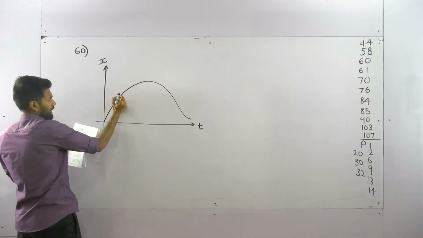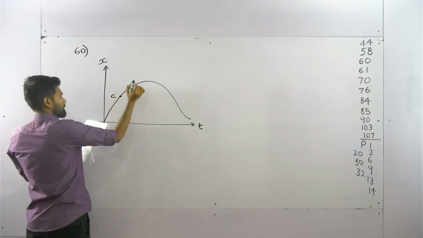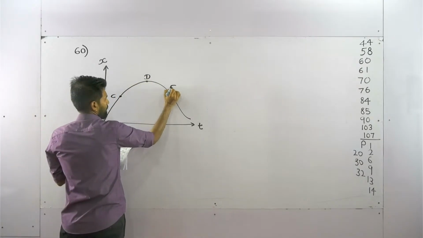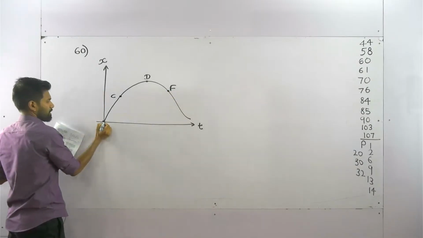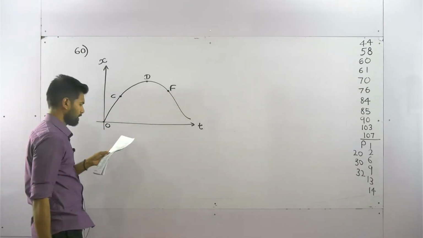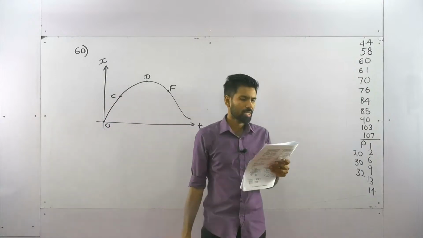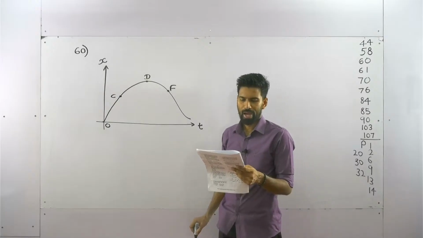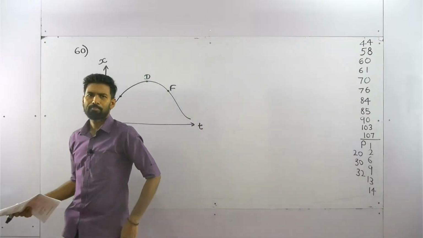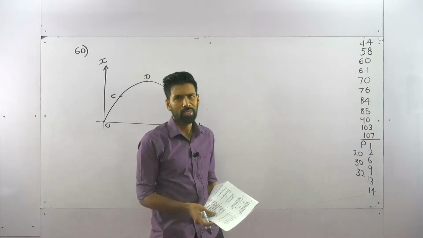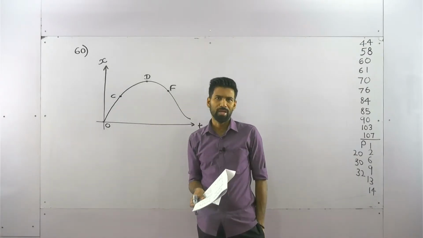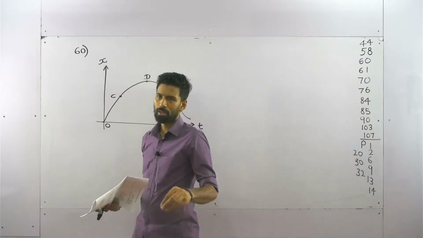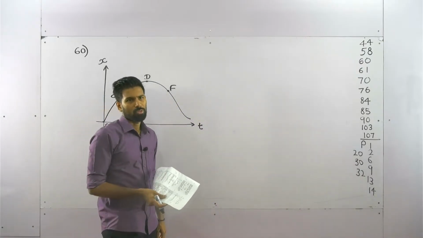In this graph, they have given some point C, point D, point F, and here we have the origin. The position time graph of an object moving in a straight line is shown below. The object has 0 velocity at... When they say position time graph, what is the position? In Sinhala, it's PHT, the location the object currently presents. So what is the position time graph?